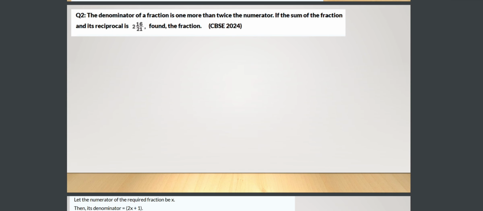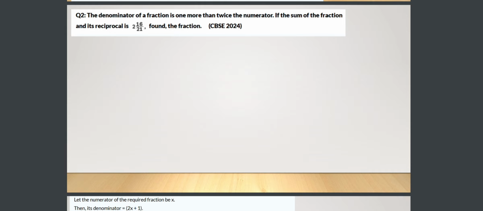The denominator of the fraction is 1 more than twice the numerator. So let's suppose the value of the numerator equals x. So the denominator will be 2x plus 1 because it is 1 more than twice the numerator. And it is given that the sum of the fraction and its reciprocal is, you can solve this mixed fraction, and you'll get 58 by 21.